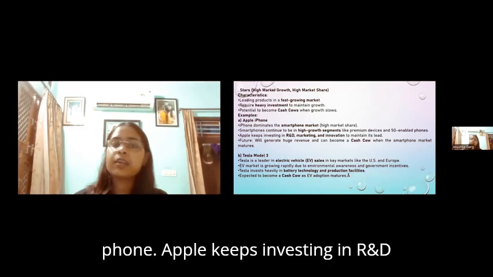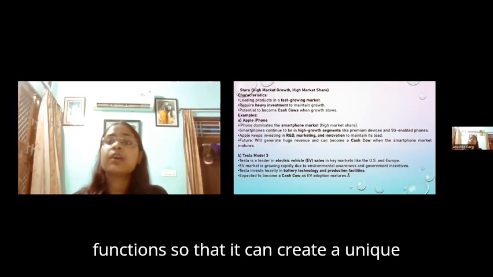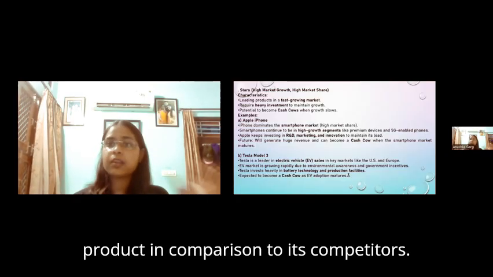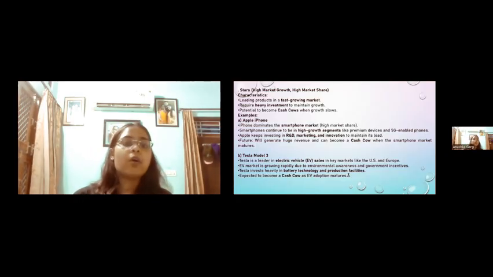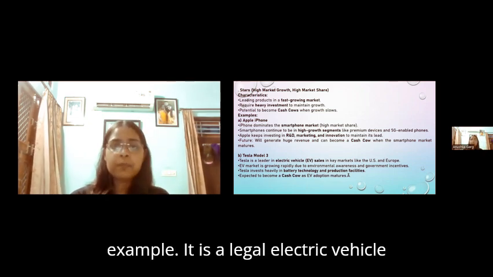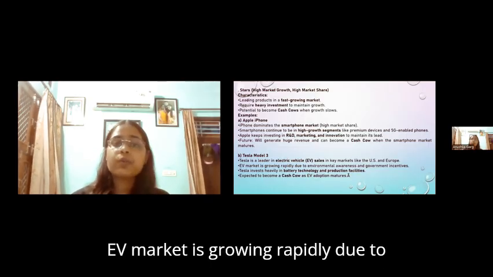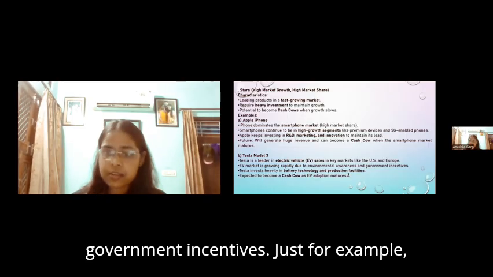Apple keeps investing in R&D, marketing, and innovation to maintain its lead. So it is heavily investing in those functions so that it can create a unique product in comparison to its competitors. Okay, Tesla is another example. It is a leader in electric vehicle sales in key markets like the US and Europe. The EV market is growing rapidly due to environmental awareness and growing government incentives.